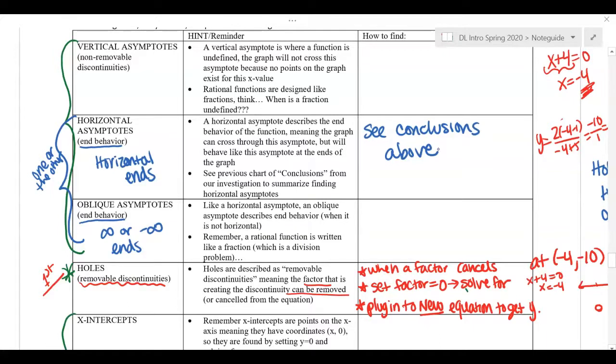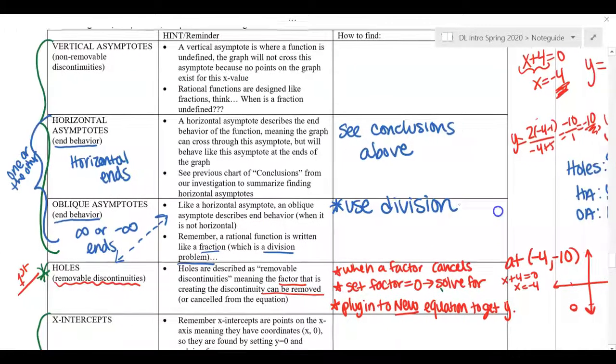For the oblique asymptote, it still is for the ends, but they're going towards infinity or negative infinity. So you basically want them to be able to follow a line to know how fast they're going up or down. And so what we want to remember here is that a rational function is written like a fraction, and a fraction is really a division problem. So when you have to find an oblique asymptote, you're going to use division.